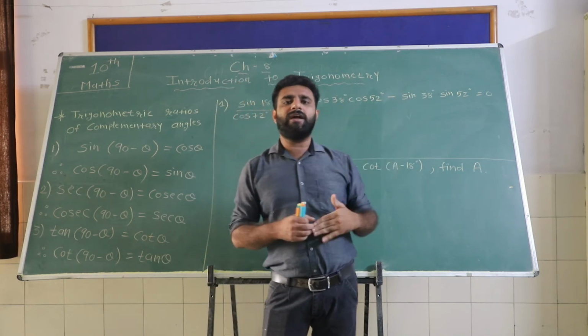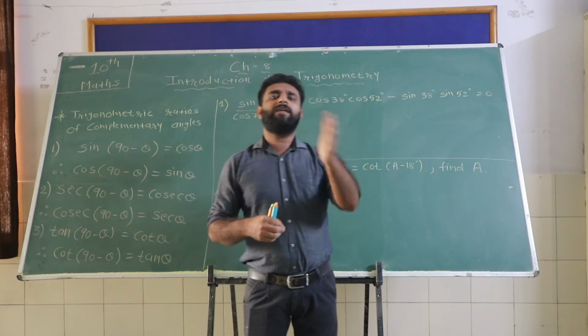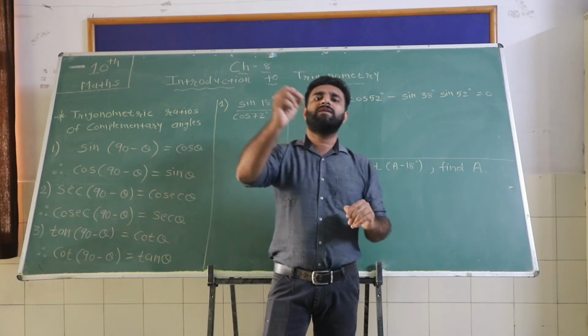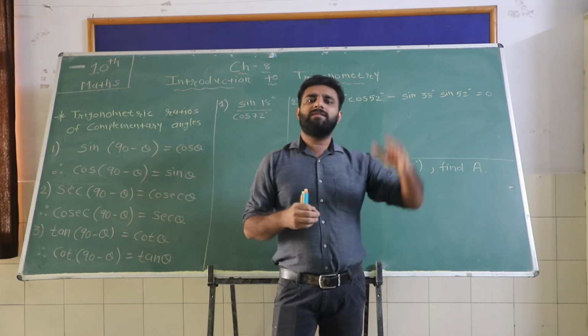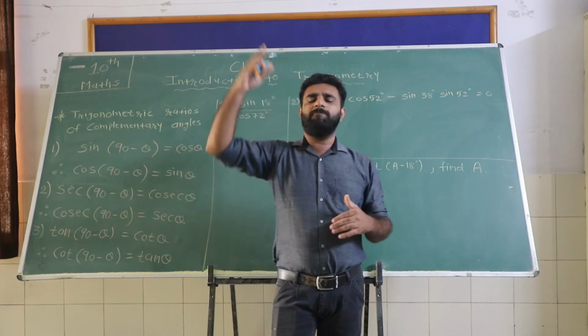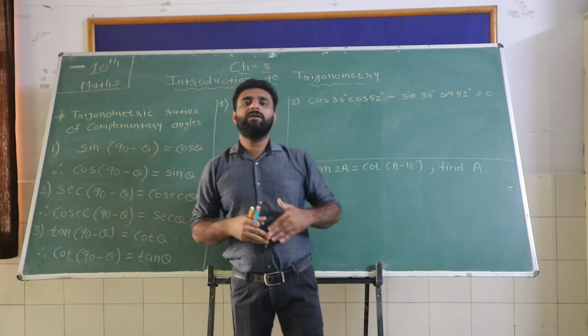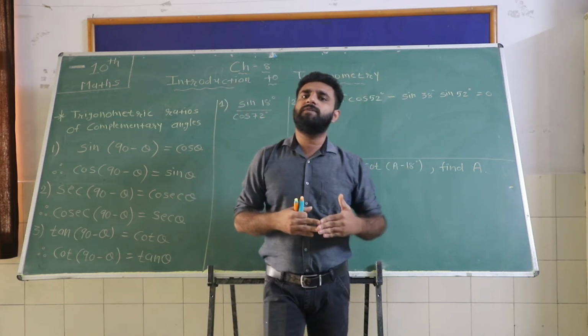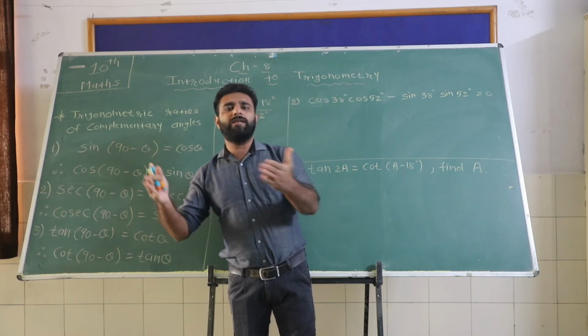Since theta was 30, it will be 90 minus 30, so cos 60 will be 1 by 2. That means whatever value of sine you are getting, the same value you will get for cos, but the angle should be 90 minus the previous angle. So that is the complementary angles.